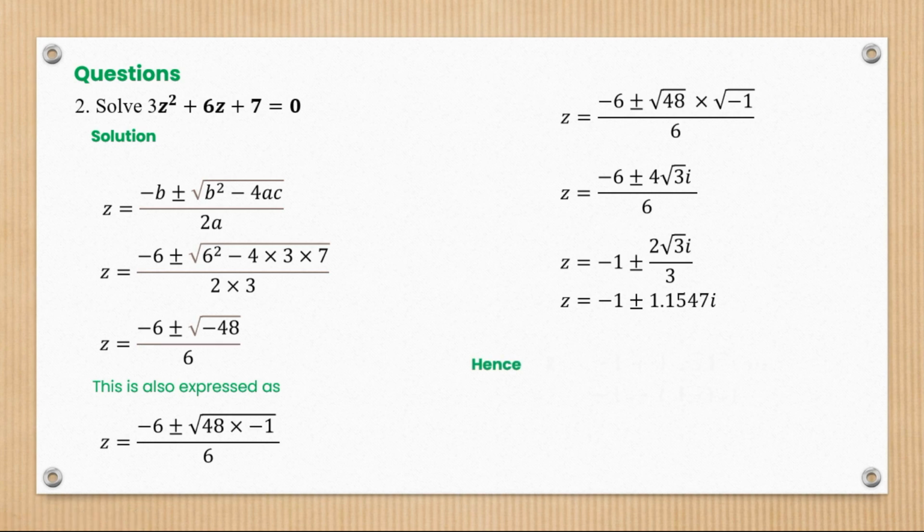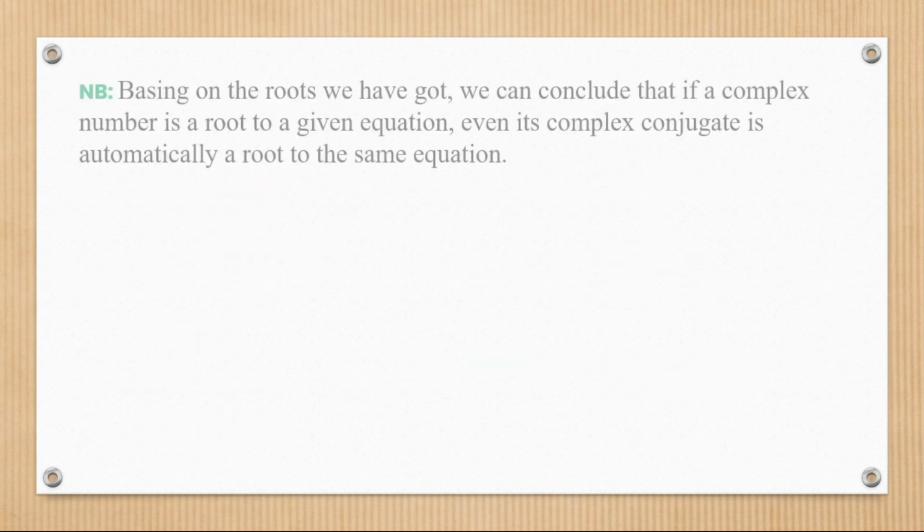So we end up having our two answers as either negative 1 plus 1.15471i or negative 1 minus 1.1547i. And hence we've solved our quadratic equation. So those are our two roots. Those are the two imaginary roots of the quadratic equation.